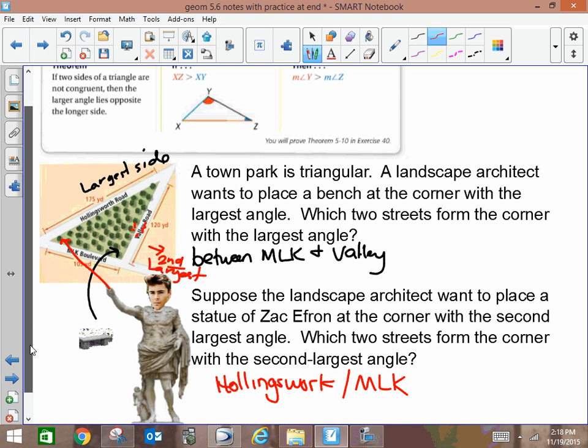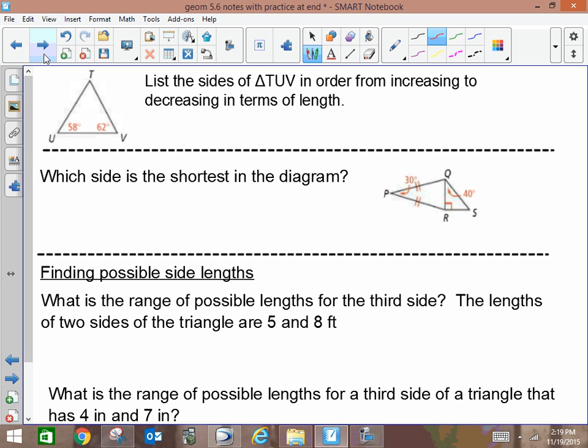I have a problem with the Valley Road because you said it was across from it. It's not really, but then I thought it's just like the ones that are touching. Correct. Yes, that's correct. And that's a good point to figure out right now. This road is involved with this corner and this corner, but it's across from the other corner. Okay, good job. All right, let's order triangle TUV from increasing to decreasing in terms of length. Well, how can I tell when they all look the same?